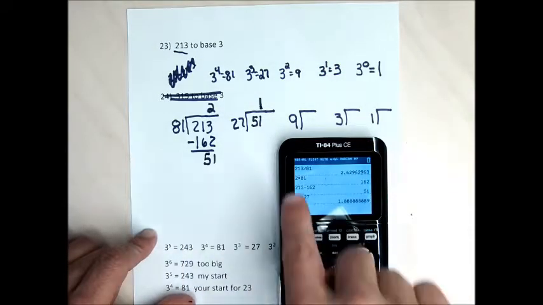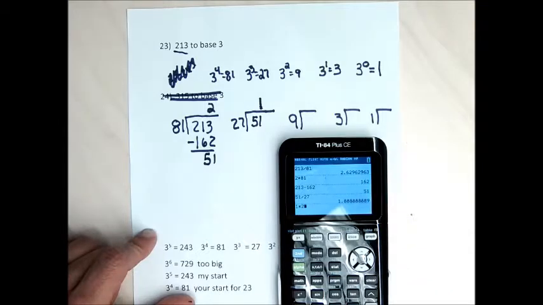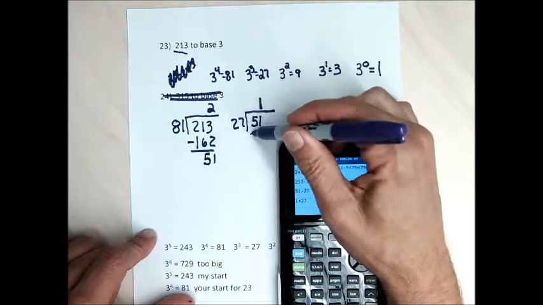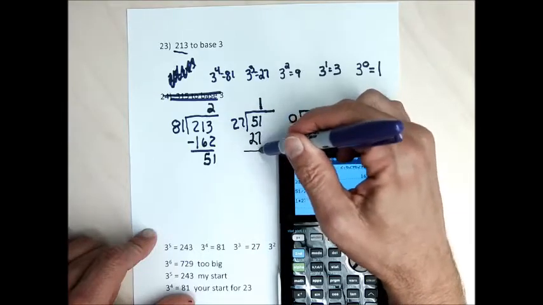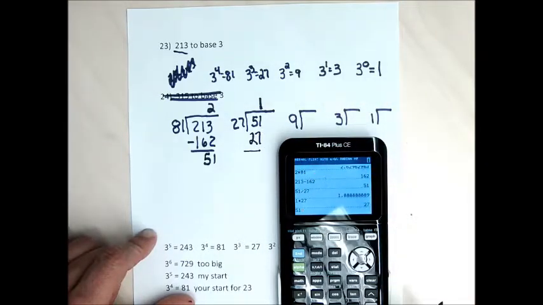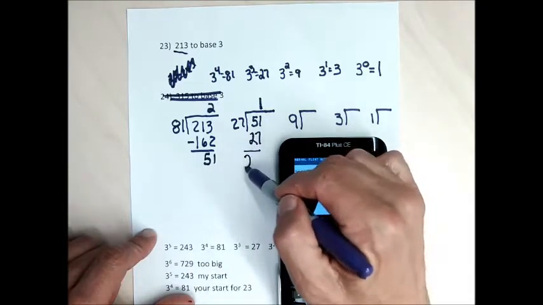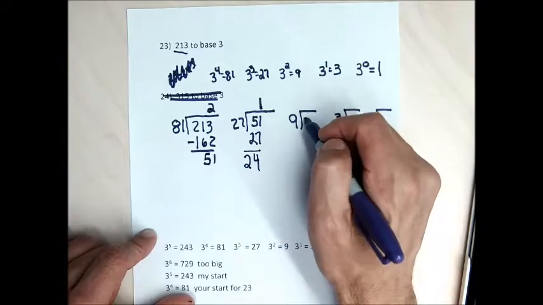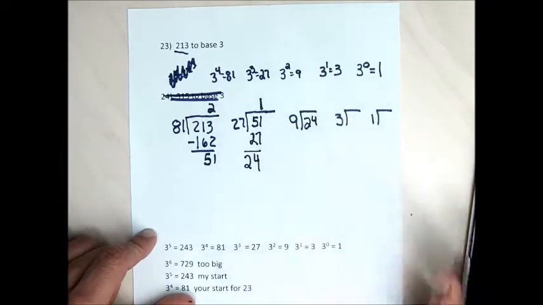Then I'm going to multiply the 1 that's on top of the division bar by the 27 that's outside the division bar, and get 1 times 27 is 27. And then I'm going to subtract: 51 minus 27 is 24. That's my remainder. I'm going to bring my remainder over and put it under the next division bar.